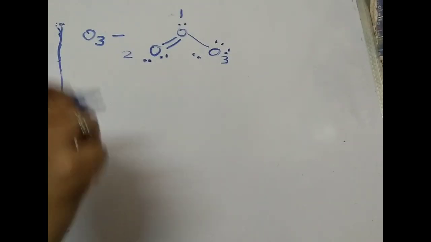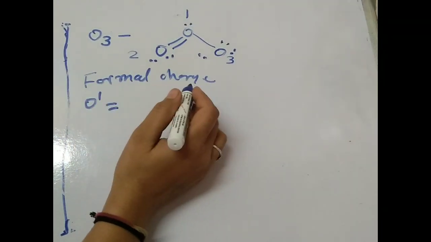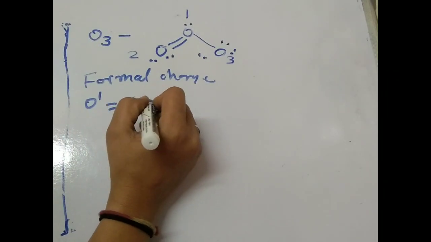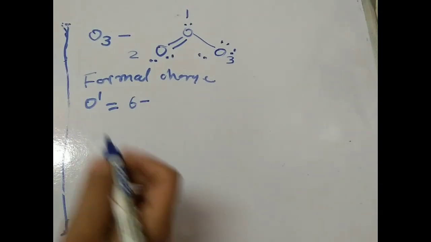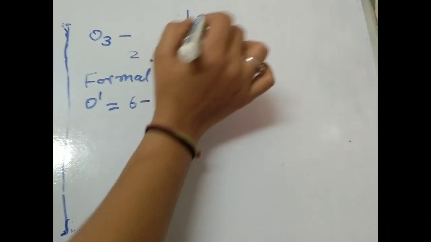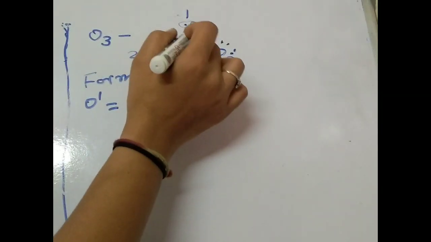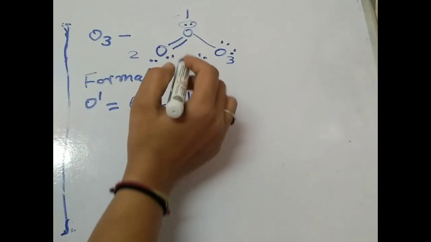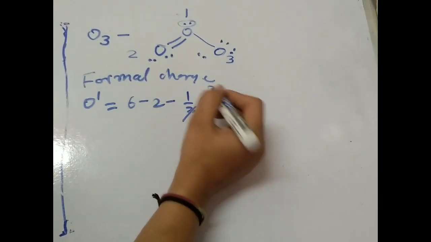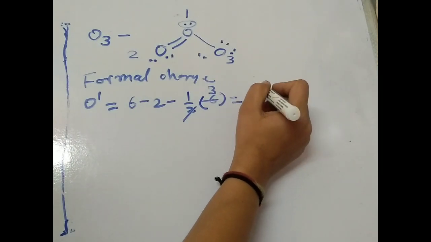Now we will calculate the formal charge of O1. The valence electron of oxygen is 6 minus the non-bonding electrons present on the oxygen. कितना है, तो यहाँ पे 1 lone pair मतलब 2 electrons है, that is 2, minus half of bonding electrons. So bonding electrons how much, 1 2 3 4 5 and 6. So 6 electrons will be bonding electrons. After the calculation, 6 minus 2 is 4, 4 minus 3 equals 1. We got here plus 1.